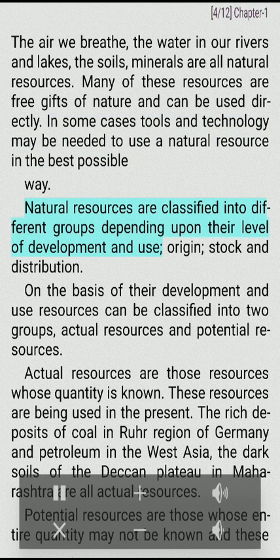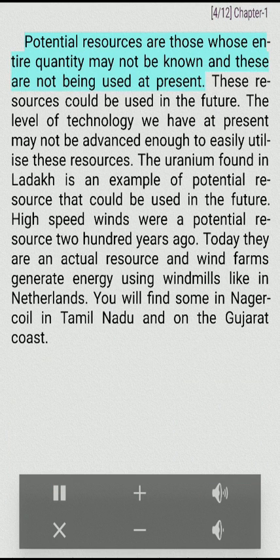Natural resources are classified into different groups depending upon their level of development and use. Origin, stock and distribution. On the basis of their development and use, resources can be classified into 2 groups, actual resources and potential resources. Actual resources are those resources whose quantity is known. These resources are being used in the present. The rich deposits of coal in Ruhr region of Germany and petroleum in the West Asia, the dark soils of the Deccan Plateau in Maharashtra are all actual resources.